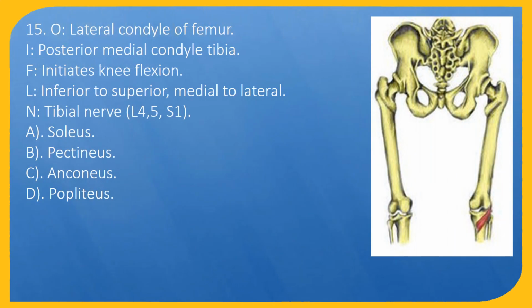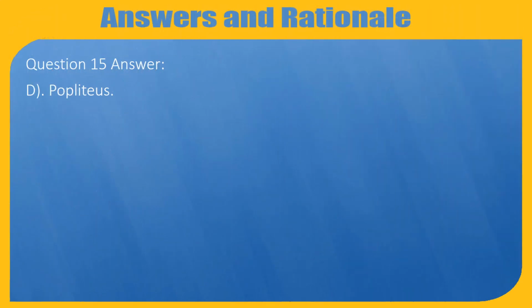Question 15: O. Lateral condyle of femur. I. Posterior medial condyle of tibia. F. Initiates knee flexion. L. Inferior to superior, medial to lateral. N. Tibial nerve, L4, 5, S1. A. Soleus. B. Pectineus. C. Ancóneus. D. Popliteus. Question 15 answer, D. Popliteus.